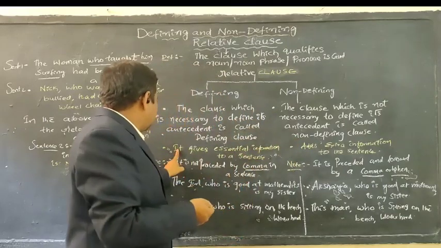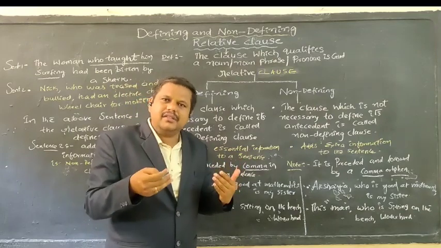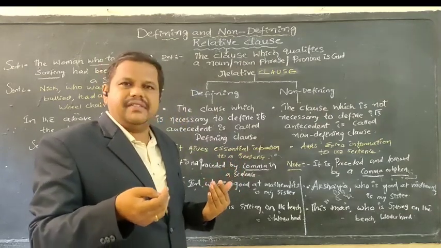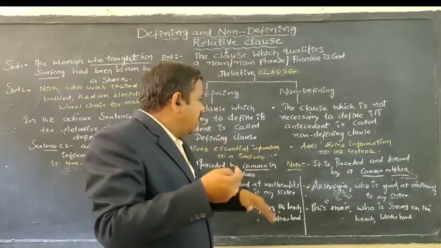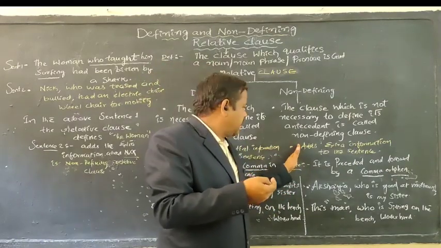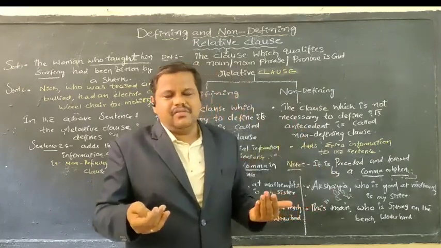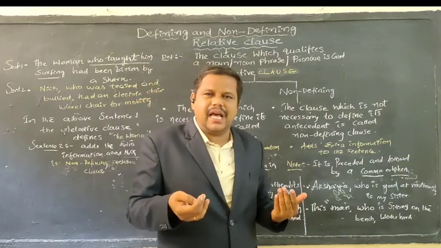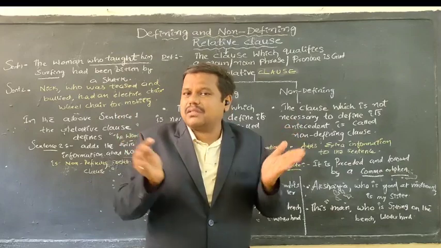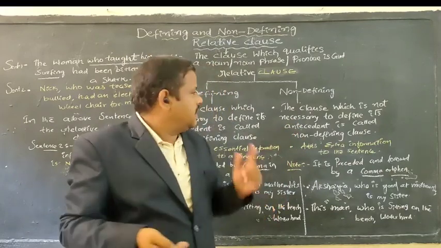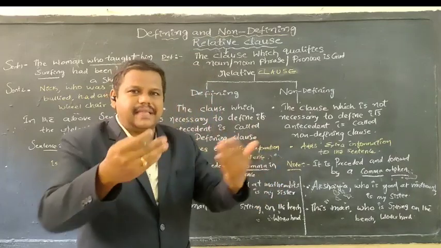Next, a defining clause gives essential information to a sentence. Clearly, in a defining relative clause, we have some essential information. What is a non-defining relative clause? It adds extra information to the sentence. When you see a non-defining relative clause, it is going to add extra information to the sentence. Now we will see different examples.